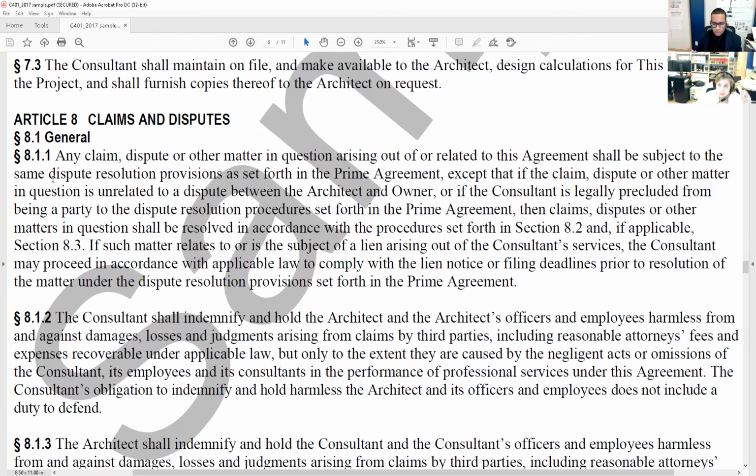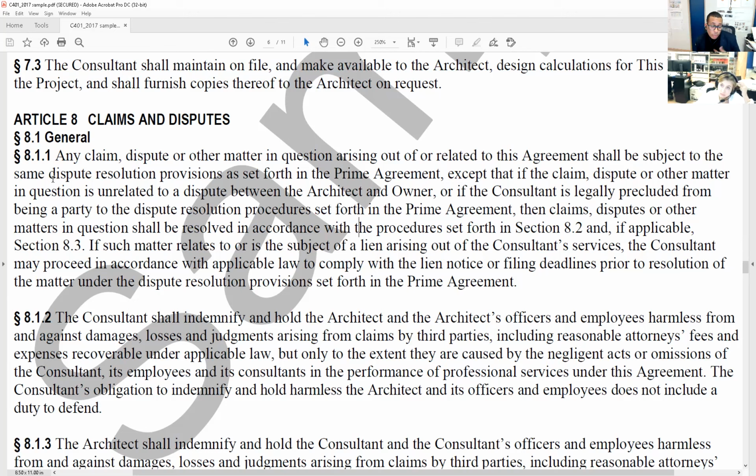Go ahead, read the B101 and look at the C41 and say, well, what changes? Sometimes the only thing that changes is the word architect is replaced by consultant. Consultant, architect. That's it. And then owner, architect, owner, consultant, architect. Really, it's that simple.